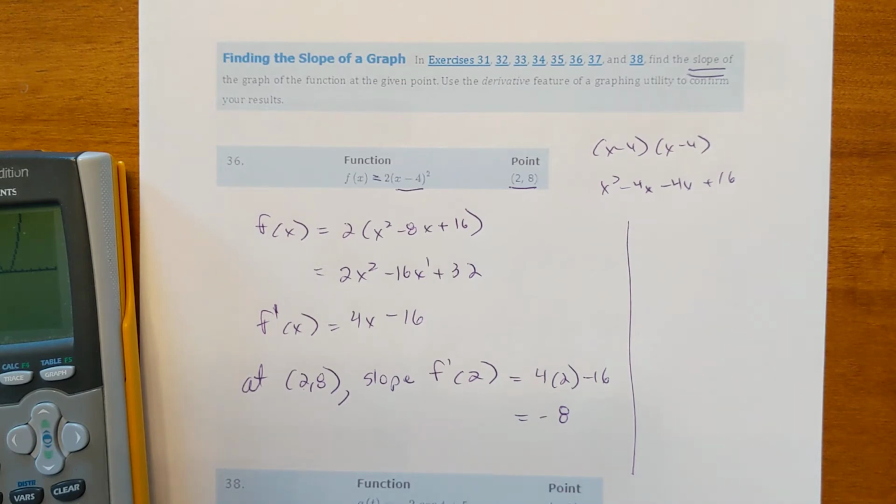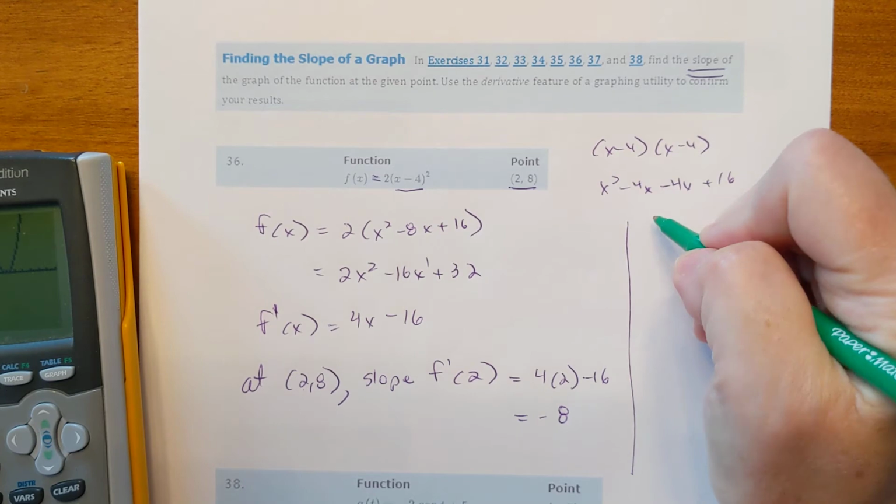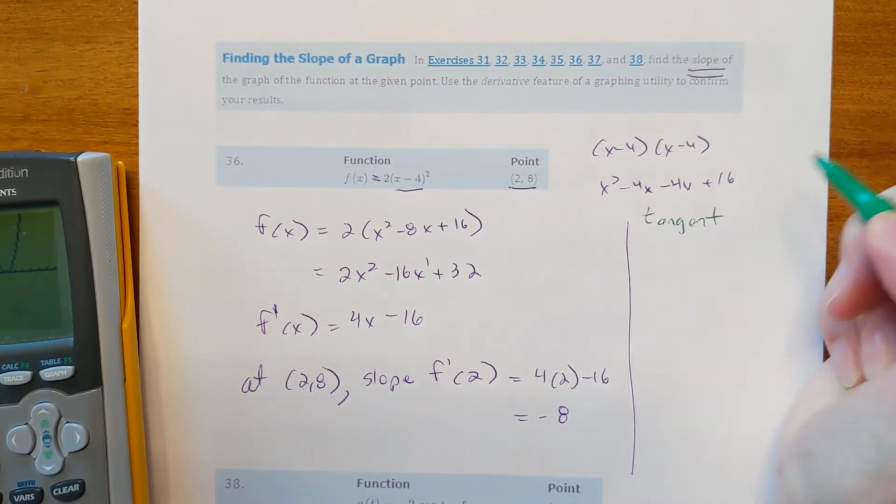All right, overachieving. We're going to overachieve. They did not ask for the tangent line, but let me just remind you how to do the tangent line at that point.